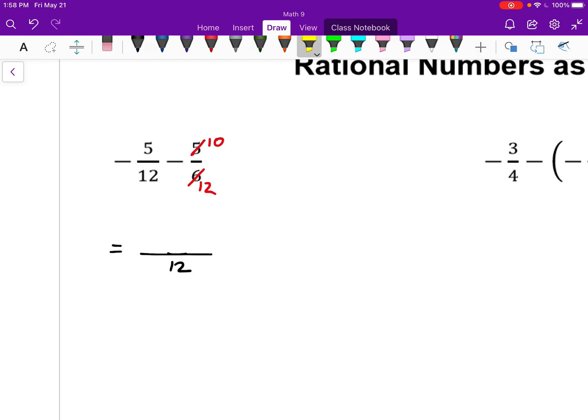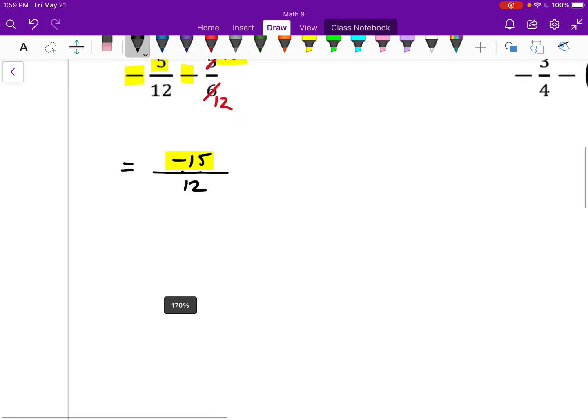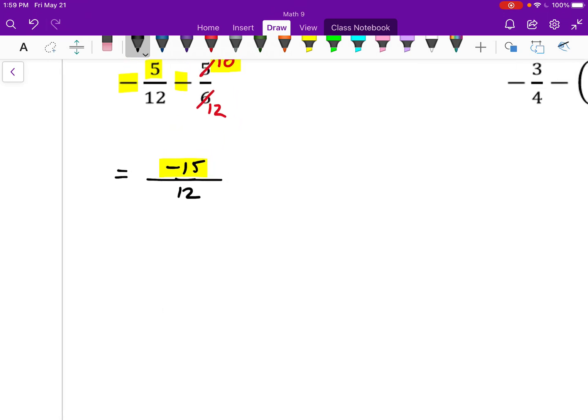And then my numerator, keep in mind I have negative 5 take away 10. Negative 5 take away 10 is negative 15. And this is a totally fine answer, I mean, it's correct, but it's not in simplest form. So there's a few things I can do to make this a bit better. First, I can right away divide both the numerator and the denominator by 3. So I get negative 5 over 4.